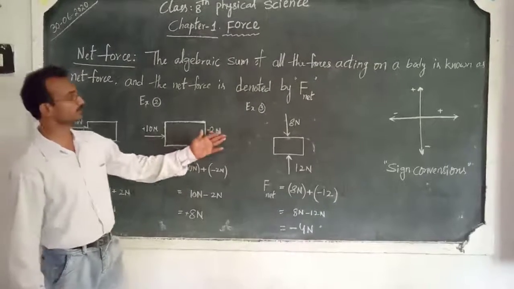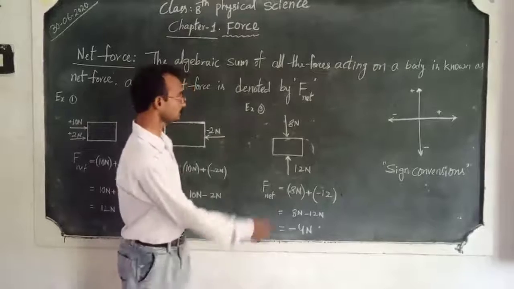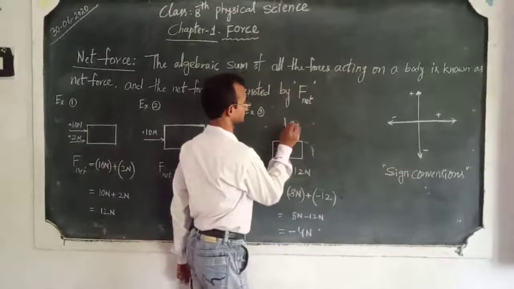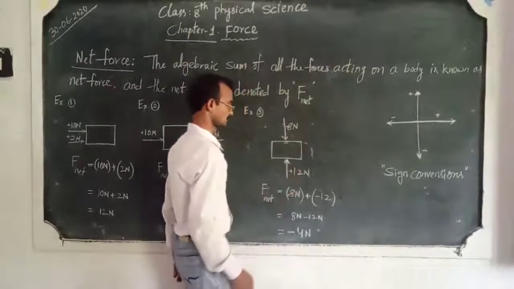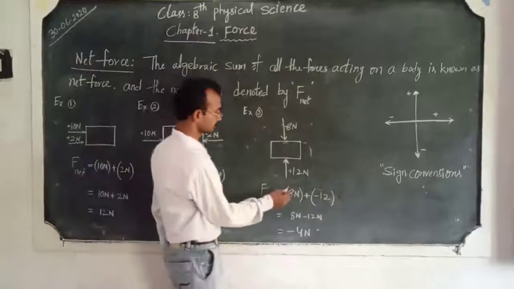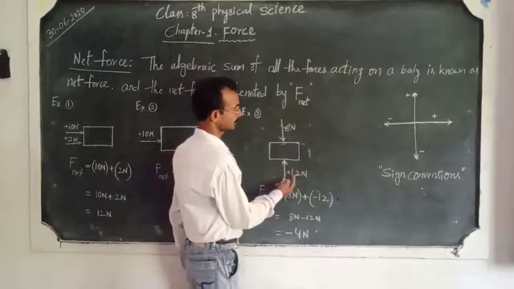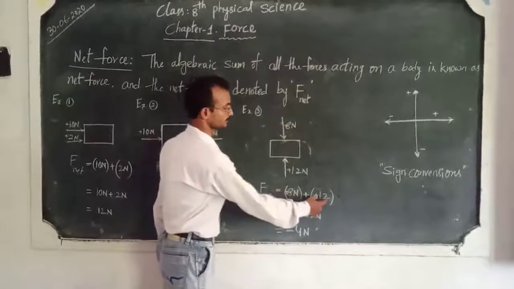One more example let me tell you. In the downward direction 8 newtons, in the upward direction 12 newtons acting. Downward direction acting means it is a negative sign. Consider it as negative. Upward direction acting is considered as positive. So 8 newtons of force towards downward, take it as negative, and 12 newtons of force in the upward direction, take it as positive. This is a negative value, this is a positive value.